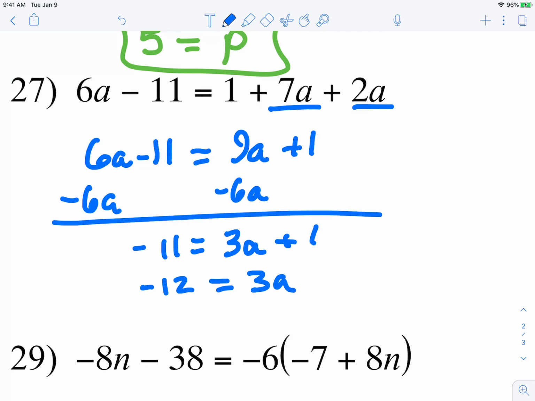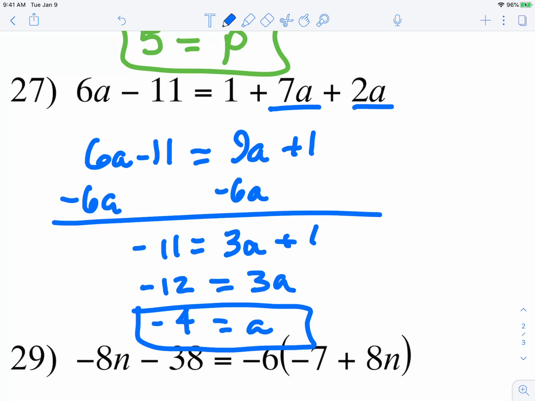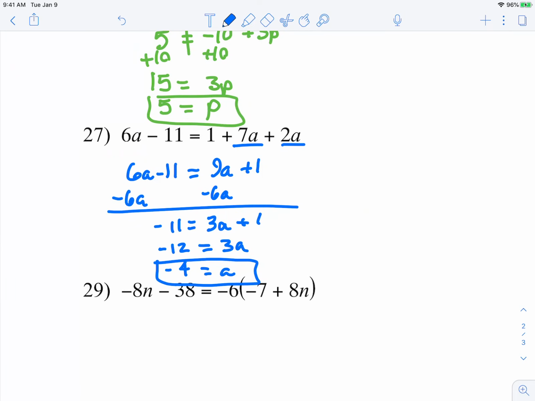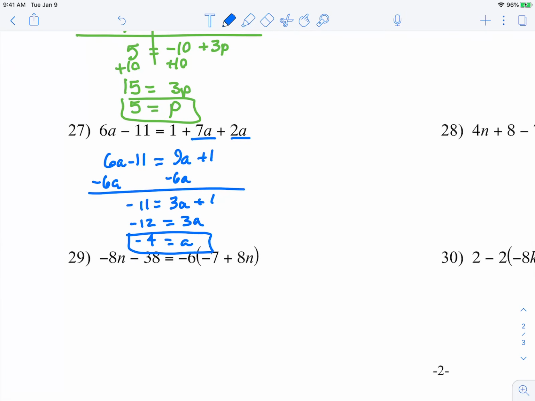So if you want to skip writing out what you're doing, if you want to skip that minus 1 step, you can do that if you want. It doesn't really matter. Make sure you're showing a little bit of steps here. And then after you divide, you'll get negative 4 equals a right there. That'll help you save a little bit of room there as well.